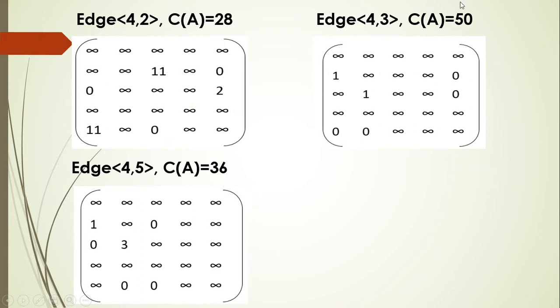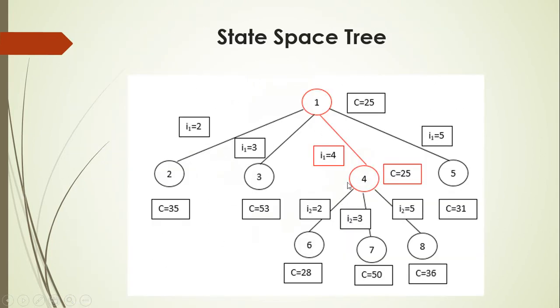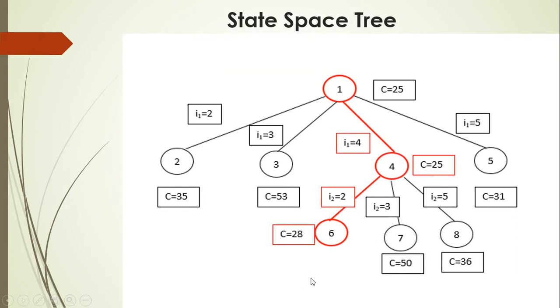After ranking all those costs, edge 4 to 2 gives you the minimum cost. You can see here in this tree, 28 gives you the minimum cost. So the salesman will travel from 1 to 4, 4 to 2, and those are the node numbers.